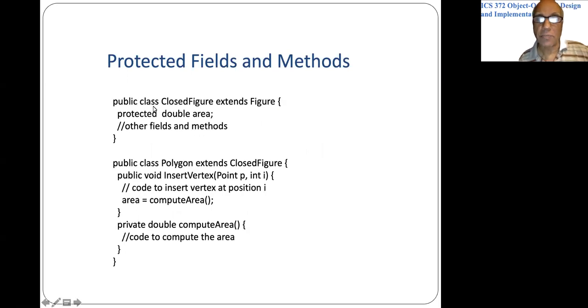So it would be like this: public class closed figure extends figure, protected double area, and then you can have polygon extending closed figure, and this area is inherited. So you can write area equals compute area, right? You can compute the area if you wanted in this field. You can access this in this method. You can access this field and store stuff in here as we did over here.